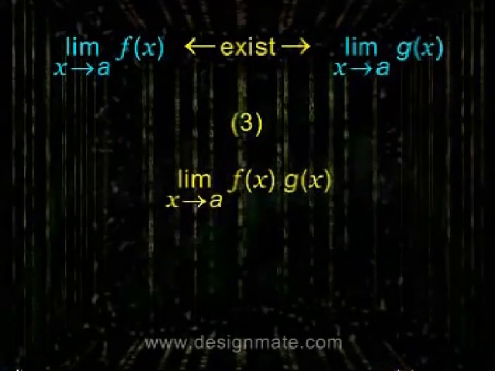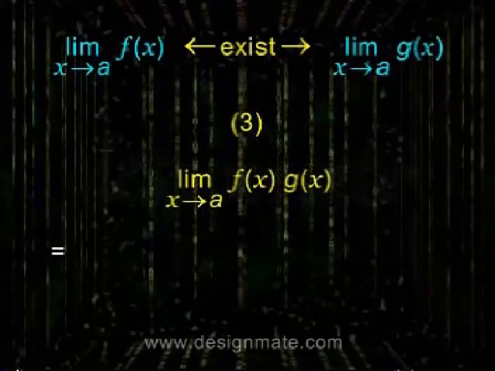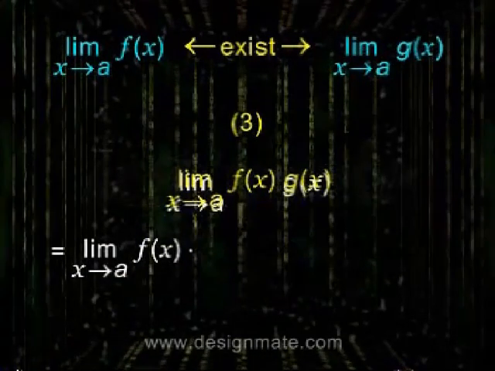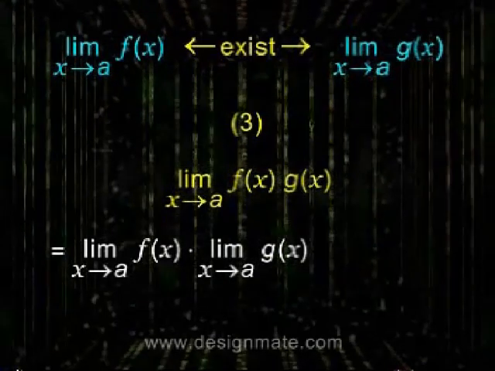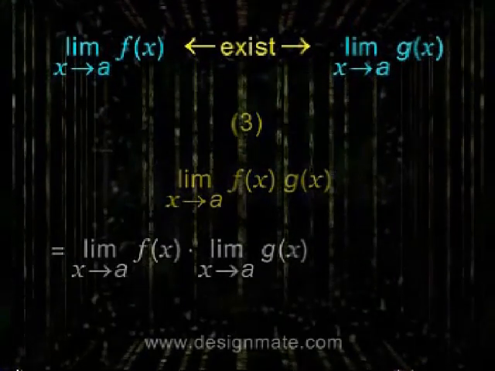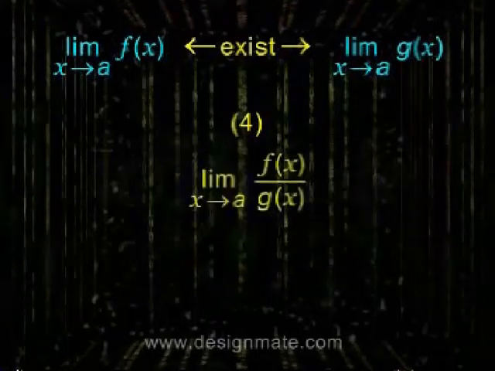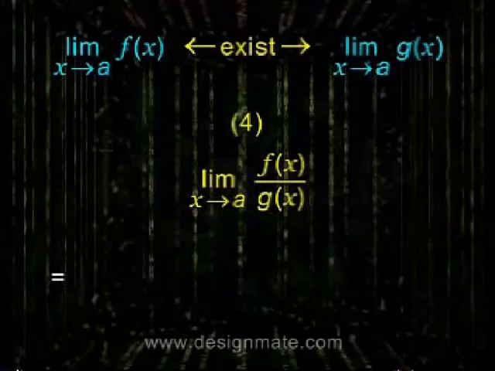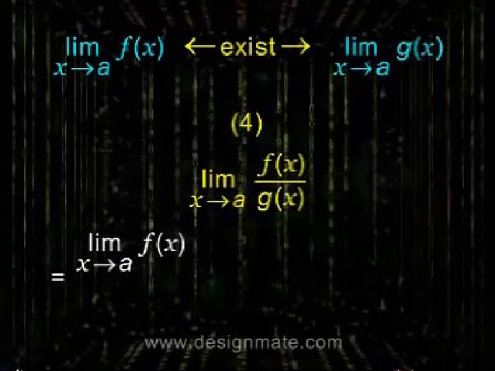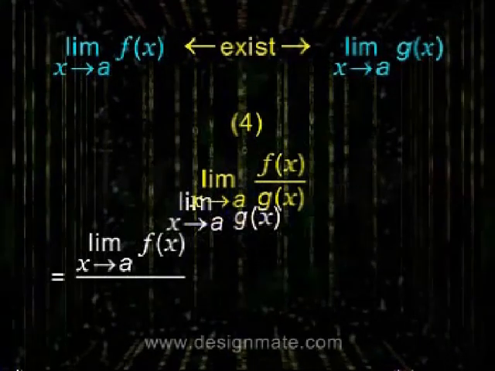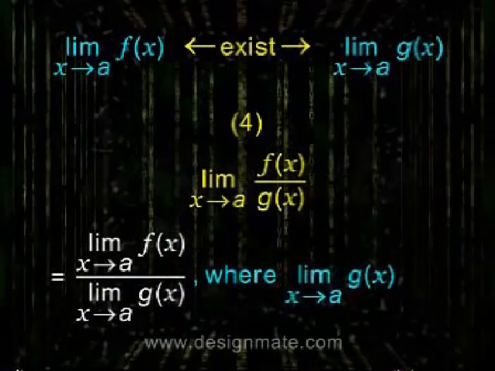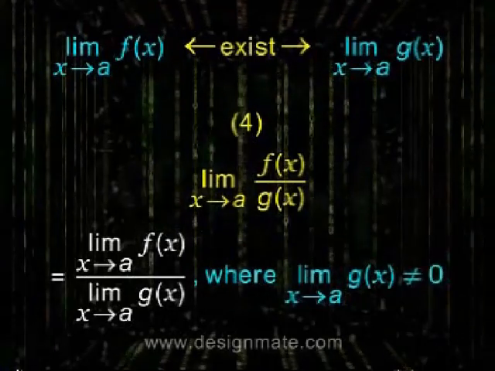3. Limit x tends to a f(x) g(x) is equal to limit x tends to a f(x) into limit x tends to a g(x). 4. Limit x tends to a f(x) upon g(x) is equal to limit x tends to a f(x) upon limit x tends to a g(x), where limit x tends to a g(x) is not equal to 0.